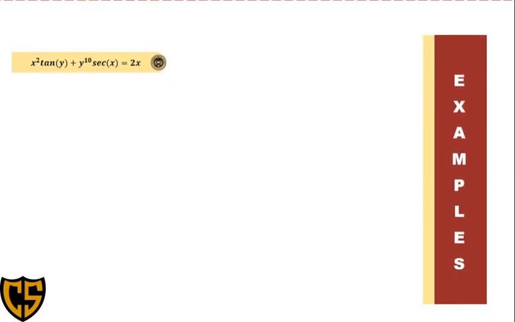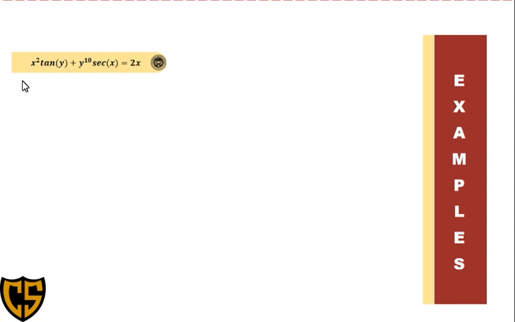So we will have a last example. It is a bit difficult, but we are going to have this one so that you can practice, because Sir and I are giving a hard example. So okay, we have this one: x squared tangent y plus y raised to 10 secant x is equal to 2x. We have two product rules here.